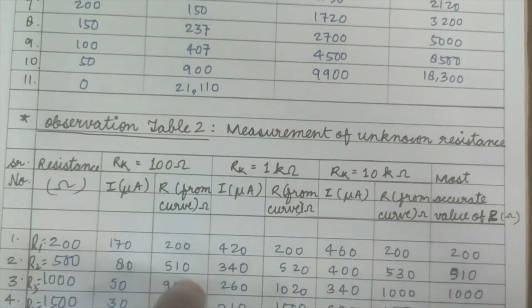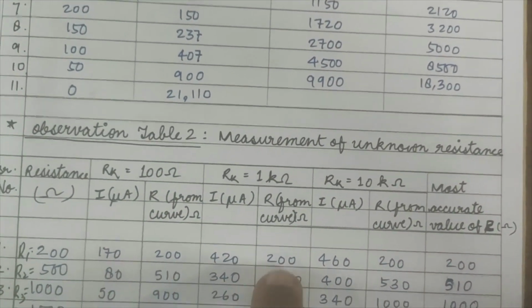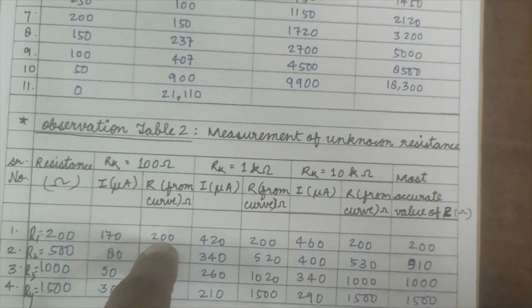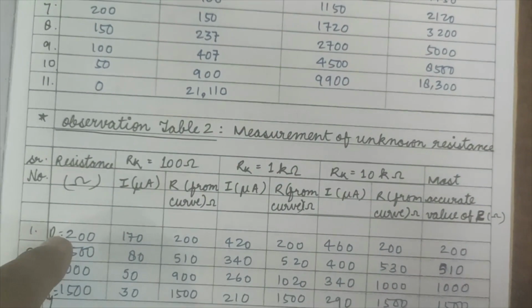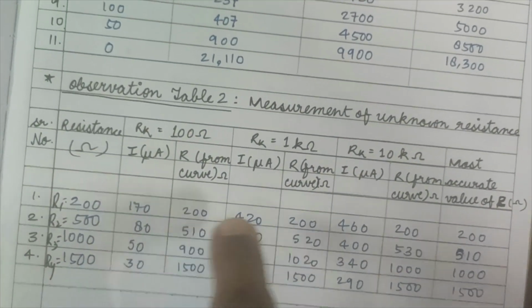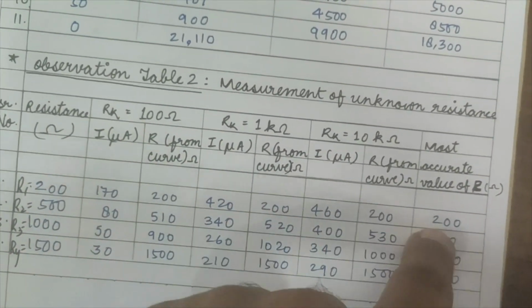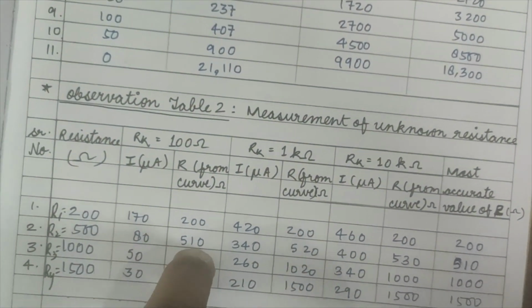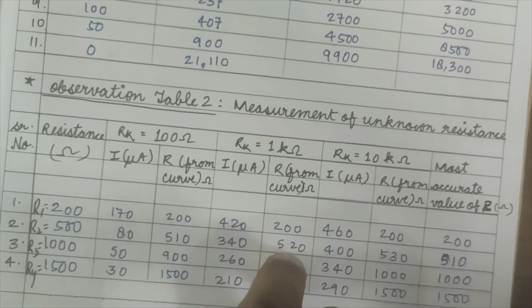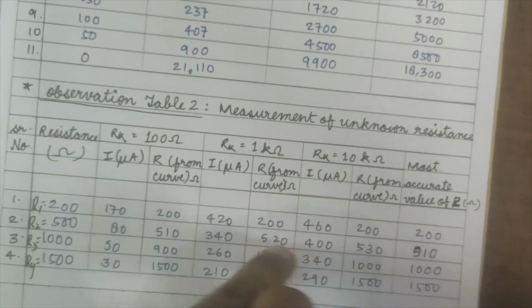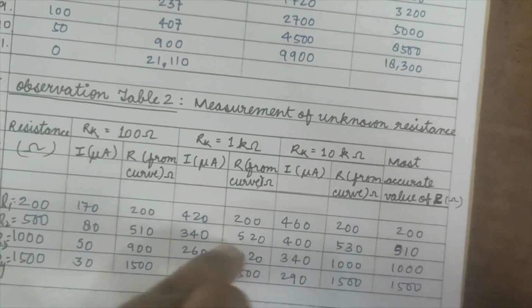You can see for this case, here is 200, here is 200, here is 200, here is 200. For this case also 200, 200 and 200. That means the value of this unknown resistance R1 is most probably 200 ohm, because these 200 values are coming from all three graphs. Similarly, in this case we get 510, 510 here, 520 and 530. Here we get a 530 value. So the most probable value is going to be 510. Take the mean of this.